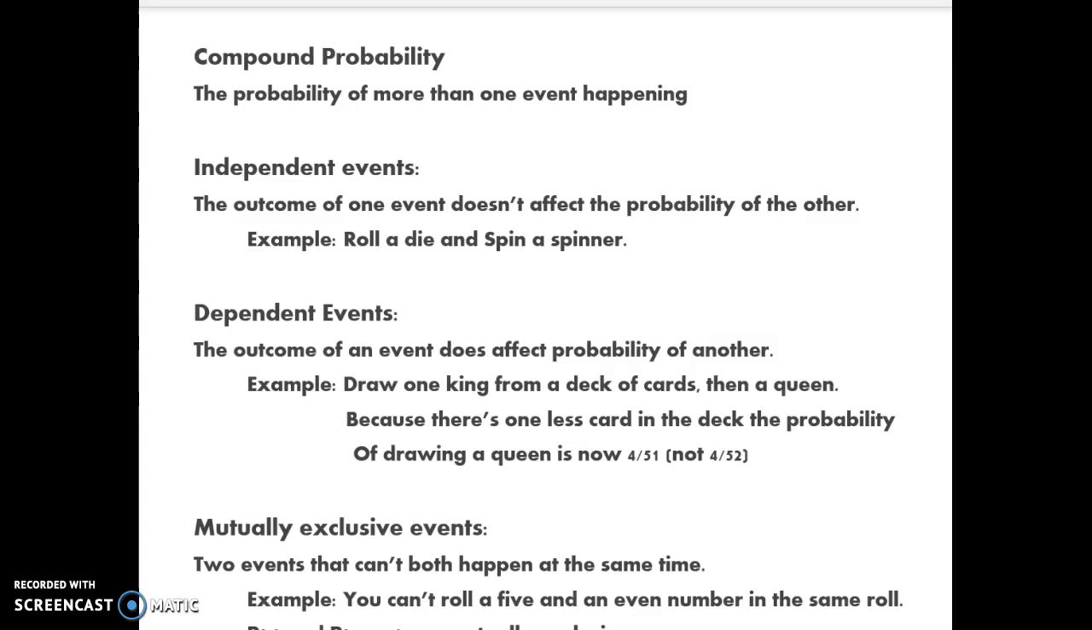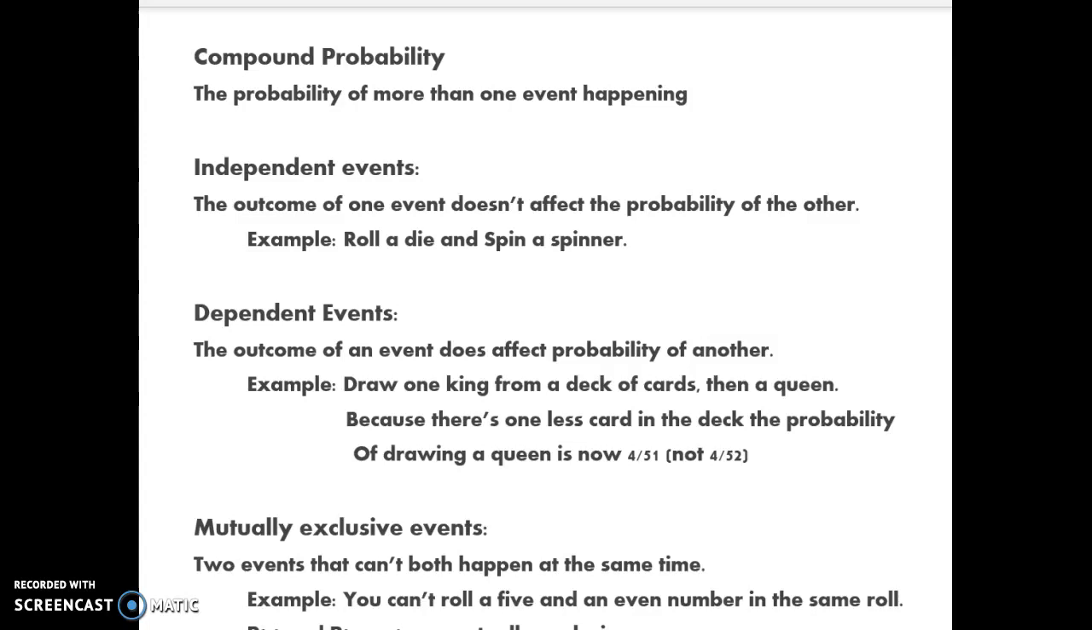For example, you roll a die, you spin a spinner. It doesn't matter what I roll on the die. It's not going to have any effect whatsoever on what I spin on the spinner. So the spinner is independent of the die.